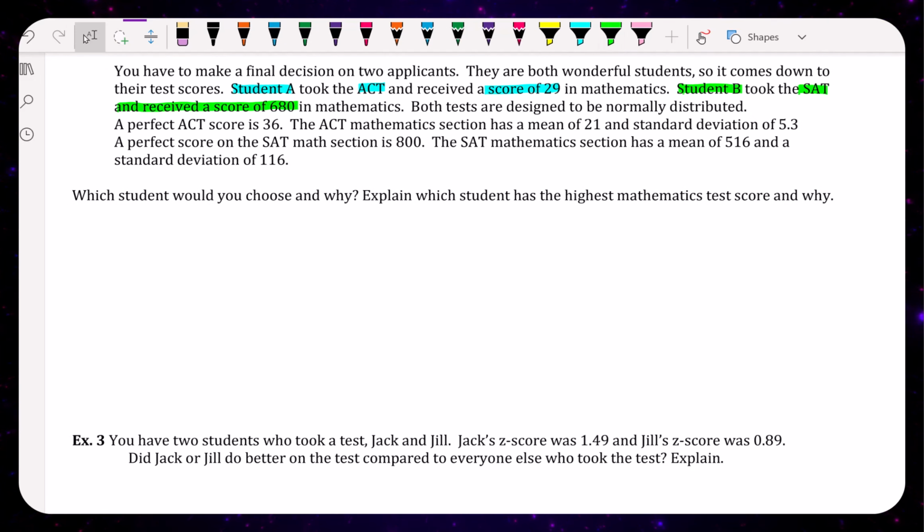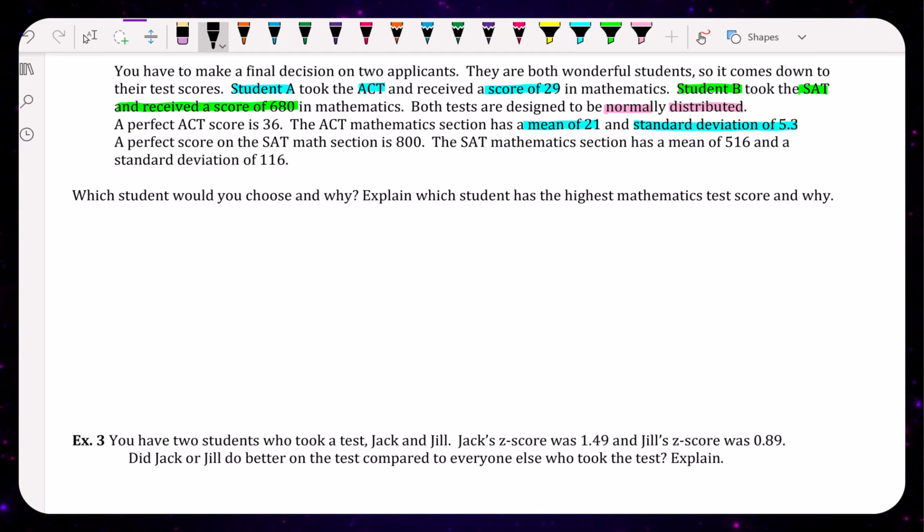Now it's going to tell you a little bit about both. It's very important that it mentions that both tests are normally distributed. If they weren't normally distributed, you wouldn't be able to standardize it using a z-score. Now, the perfect ACT score is 36. That's information you don't necessarily need. What you do need is the mean and the standard deviation. And it does tell us this. It says it has a mean of 21 and the standard deviation is 5.3.